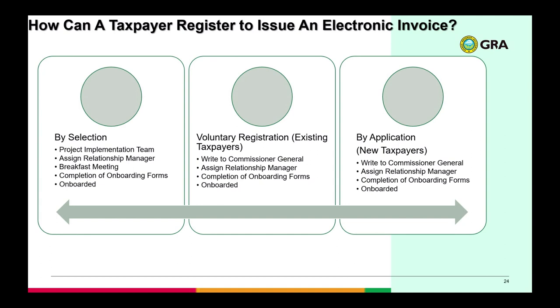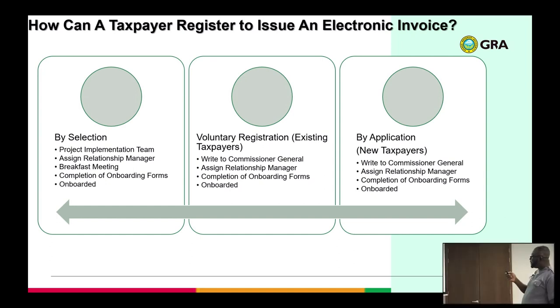There's also voluntary registration for existing taxpayers. So you are an existing taxpayer who has not been invited. The question is, what do you do? Right? You can write to Commissioner General, and Commissioner General would then assign a relationship manager to you. Onboarding forms will be sent to you, and you'll be onboarded. Now, this particular step is still a work in progress, I must say. Where currently the concentration has been on the selection of taxpayers based on sectors because of feedback that we received.